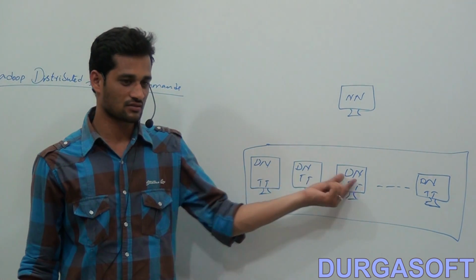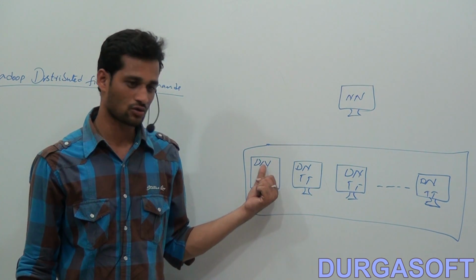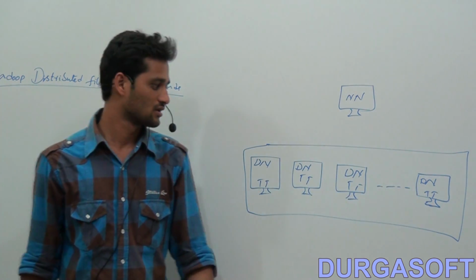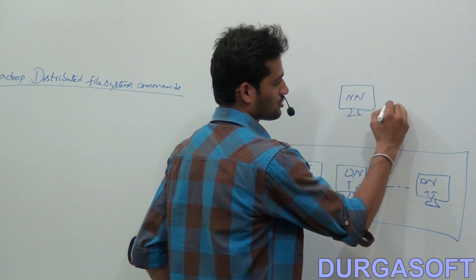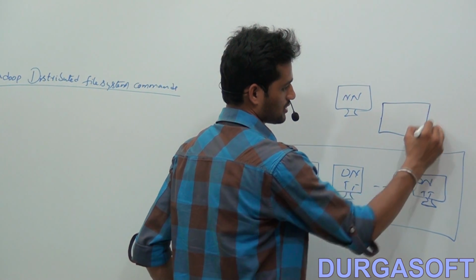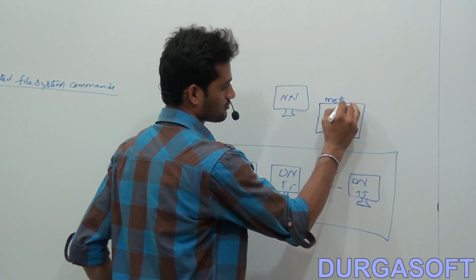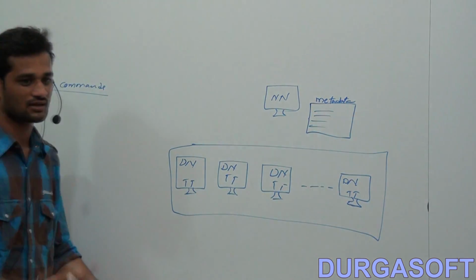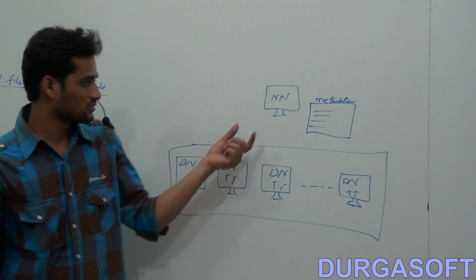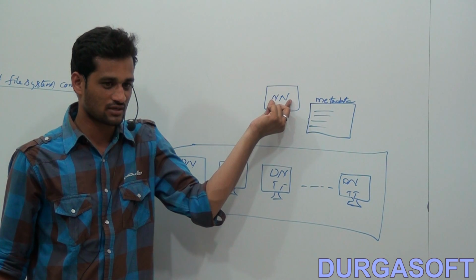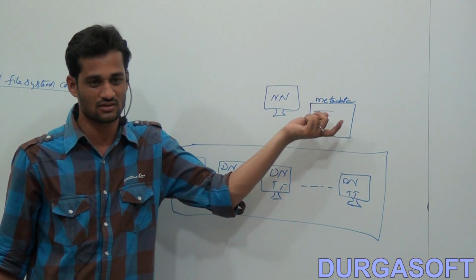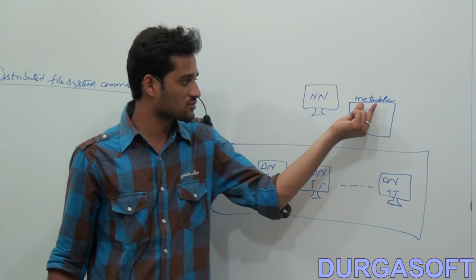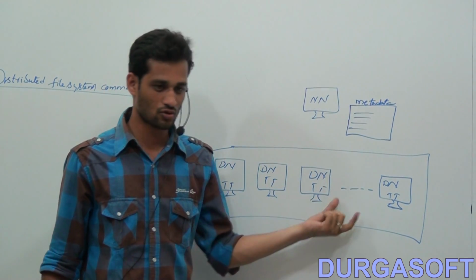These are all local file systems. This data node has a local file system, this data node also has a local file system, and this one also has a local file system. But this name node can share its file system metadata to all your local machines as well as to any clients. The name node is also a file system, right? In this file system it keeps that metadata with some files and directories.